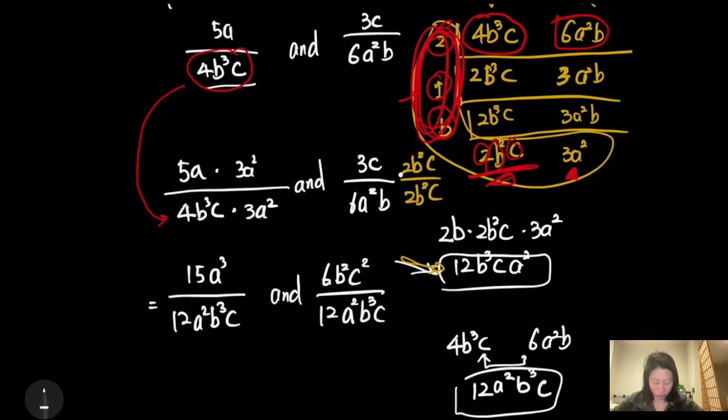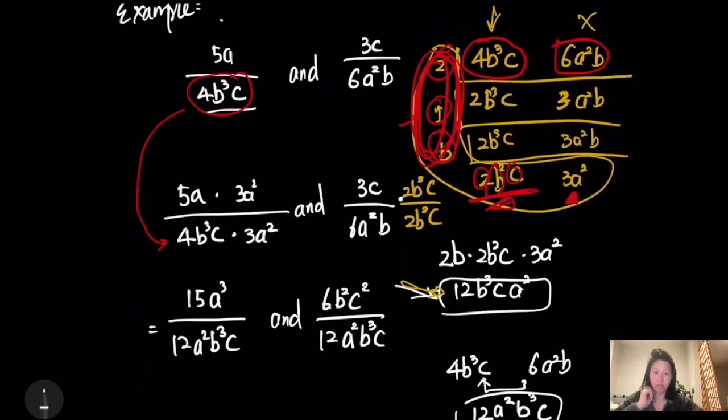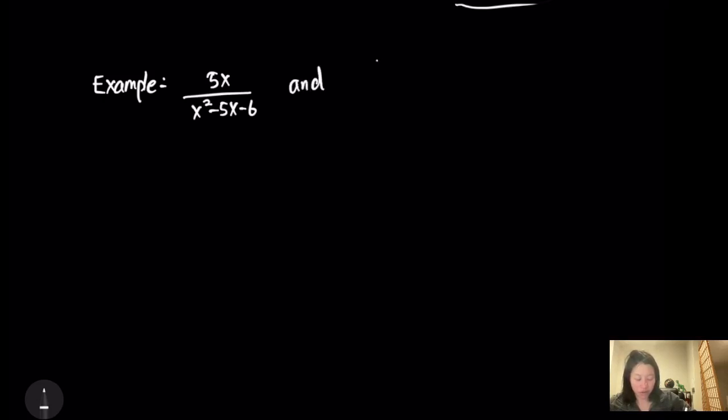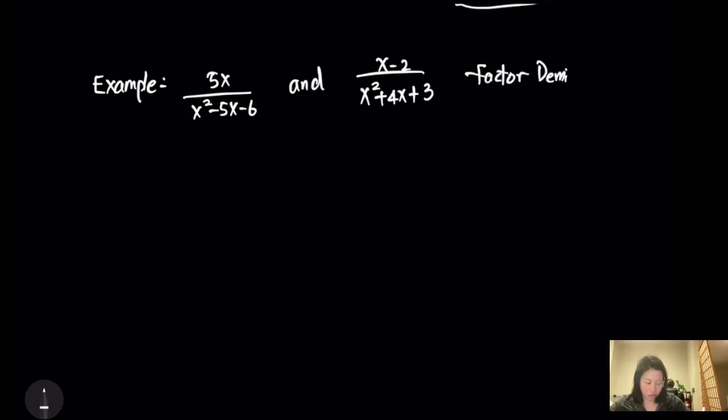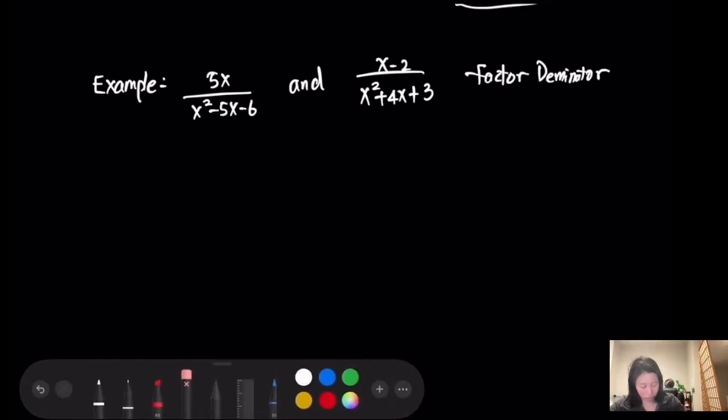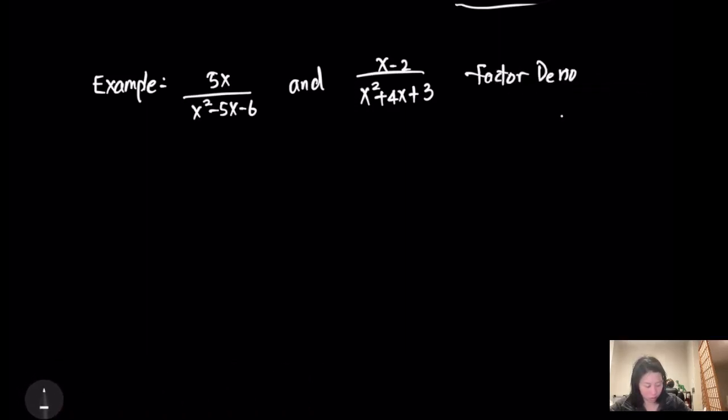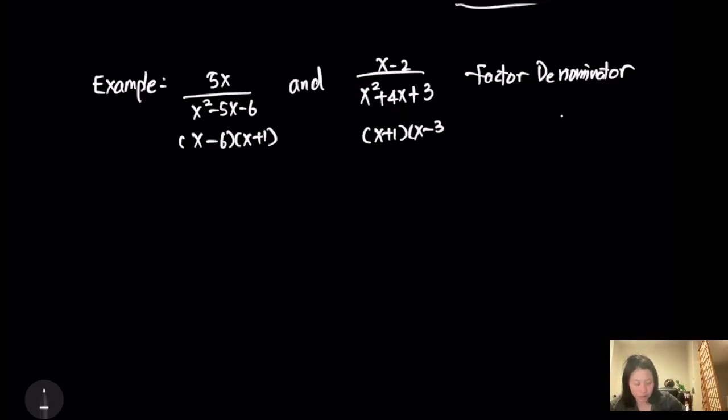Okay, so now what about fractions? Think about how we find the least common denominator for fractions. So, for example, you have 5x over x squared minus 5x minus 6, and another fraction is x minus 2 over x squared plus 4x plus 3. So the first step is you always want to factor the denominator. You always want to do that first. So for the first one, I have x minus 6 times x plus 1. The second one, I have x plus 1 times x plus 3.